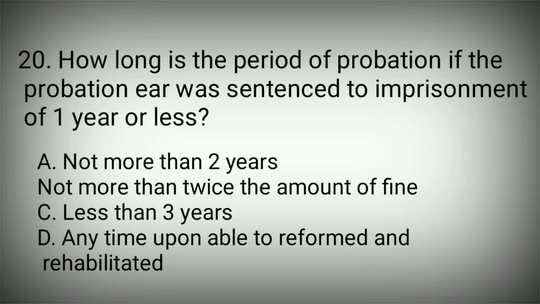20. How long is the period of probation if the probationer was sentenced to imprisonment of 1 year or less? A. Not more than 2 years. B. Not more than twice the amount of fine. C. Less than 3 years. Or D. Any time upon being reformed and rehabilitated.